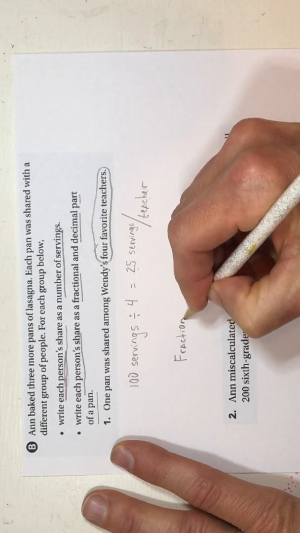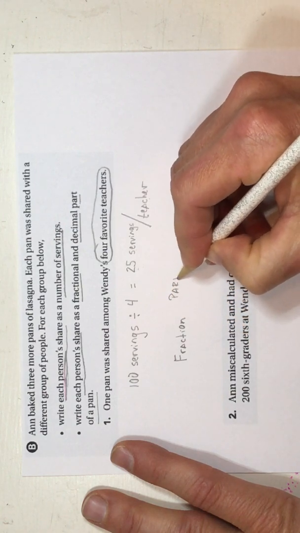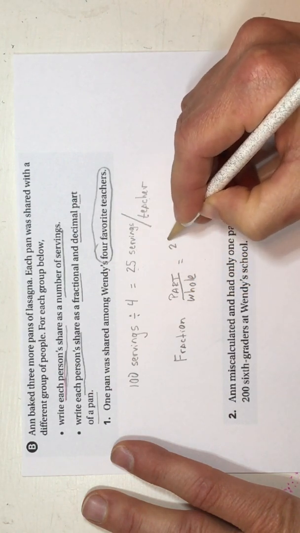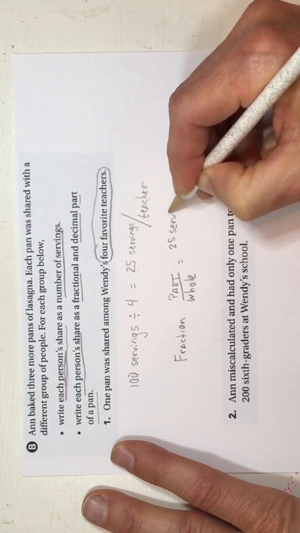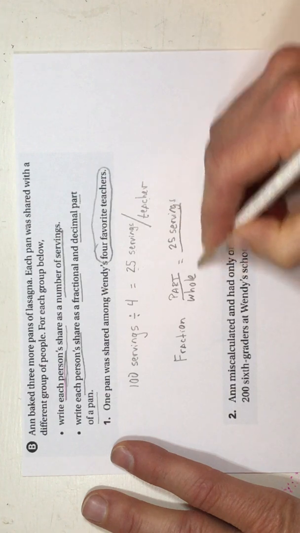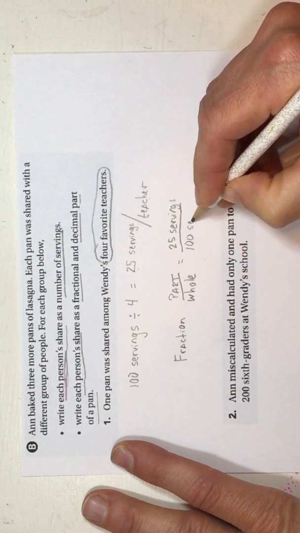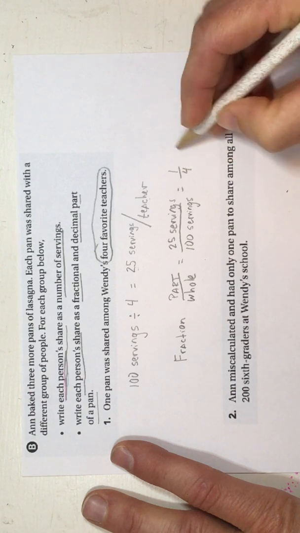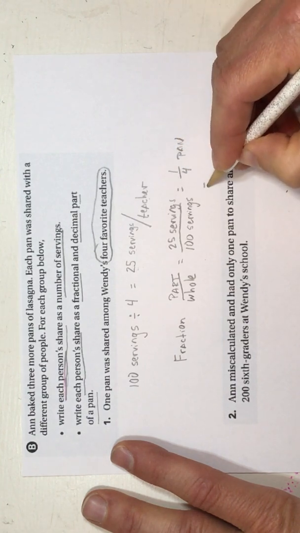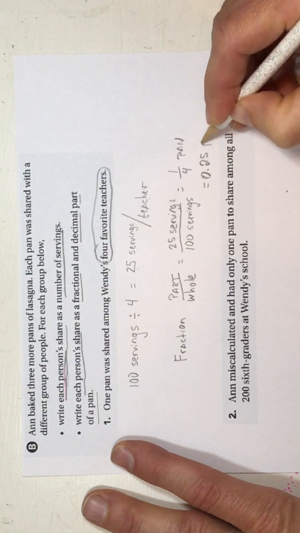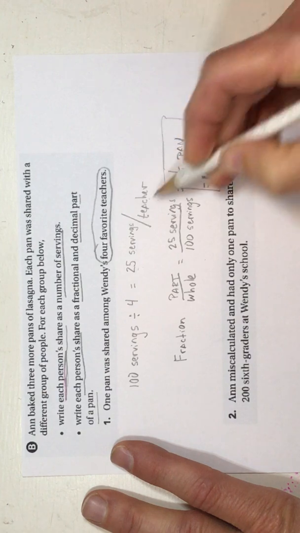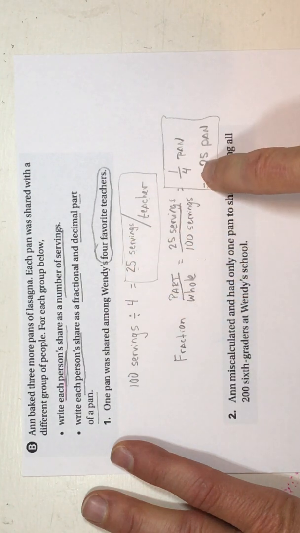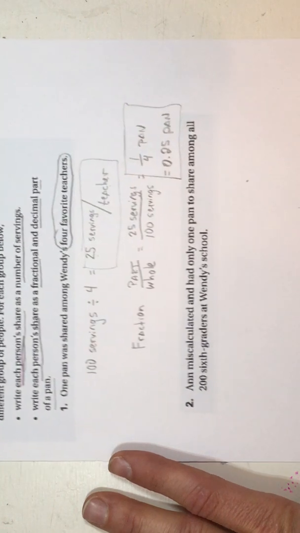Now, fractions are part to whole relationships. So I'm going to take the part that each person is going to get and compare it to the whole pan. So the part that each teacher gets is 25 servings, and that's 25 servings out of the entire pan, which has 100 servings. So you're talking about 25 hundredths or 1/4 if you reduce it. So each person gets 1/4 pan, which as a decimal would be 0.25. So there are the 2 different forms of your answer. It tells me how many servings each person gets, and then that many servings is what fraction of a pan and what decimal of a pan. Moving on to the next one.